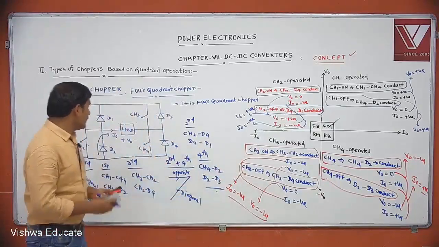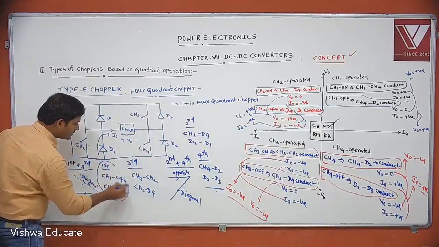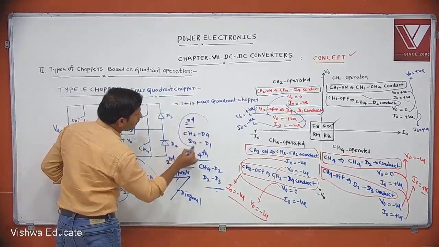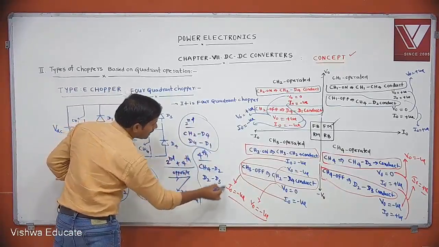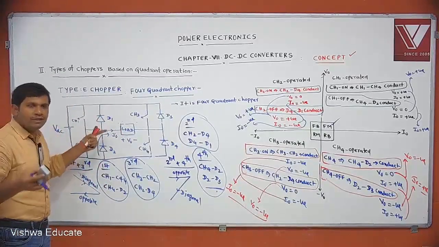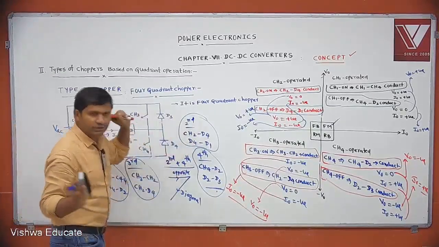This is the first quadrant devices, this is the third quadrant devices, this is the second quadrant devices, this is the fourth quadrant devices that will conduct. I am giving this according to this notation only. If the notation is changed, you also change the notation.